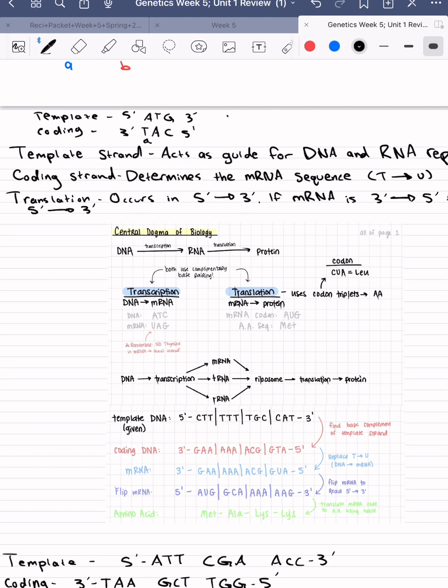So to get to mRNA, you would write down the same thing as the coding strand, just replacing the T's with U's. So it'd be 3', UAC, 5'.